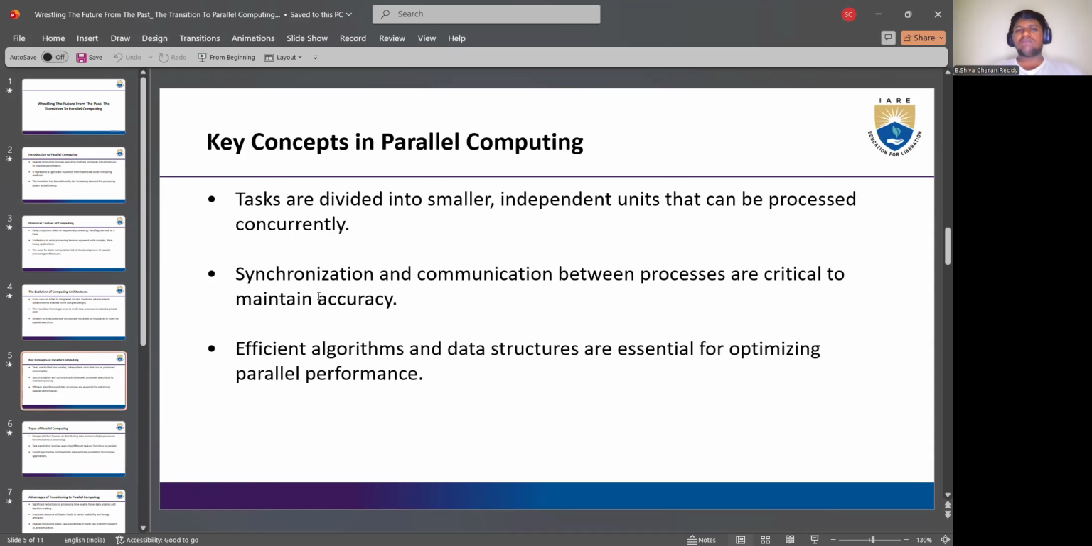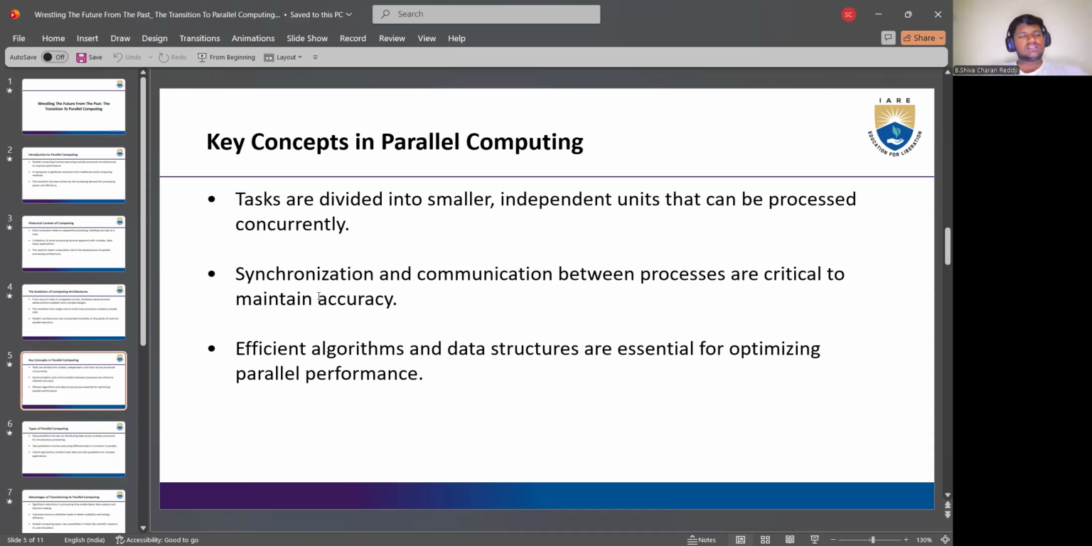Now, coming to key concepts in parallel computing, tasks are divided into small, independent units that can be processed concurrently. Synchronization and communication between processes are critical to maintain accuracy. Efficient algorithms and data structures are essential for optimizing parallel performance. So the parallel computing process works by dividing tasks into smaller independent units that can be processed concurrently. When they are divided, they can be done pretty fast. If a single task is divided into 100 independent units, each task can be done comparatively fast and also takes less processing power because the task is very small.